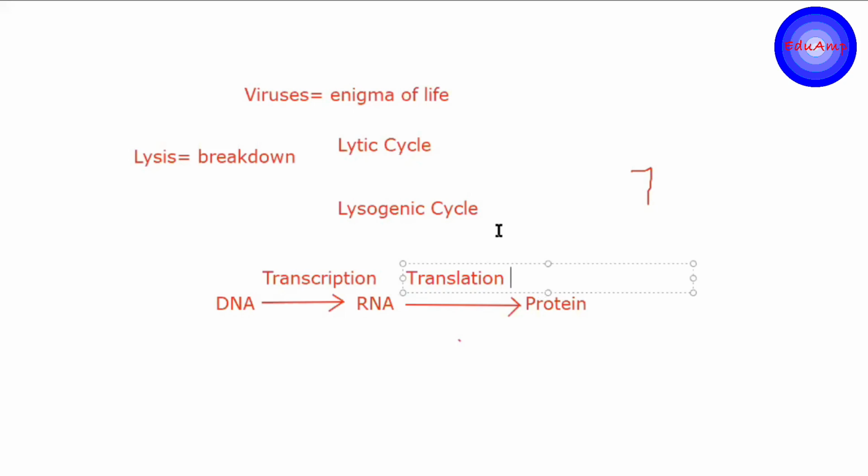And this is what happens in case of the lysogenic cycle. When the viral genome enters your genome, it gets attached with the host genome, and finally the faulty proteins are produced. So this is all about this.